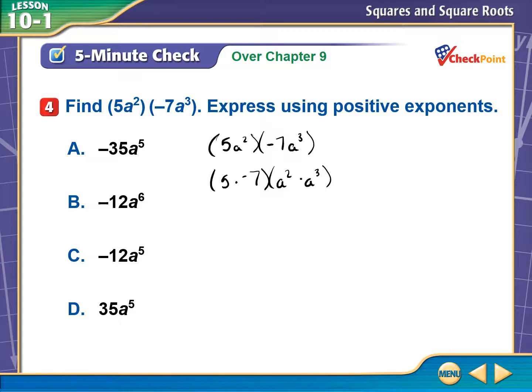So positive 5 times negative 7 would be negative 35, and a squared times a to the third, because they both have the base of a, I can add 2 plus 3 for the exponent to get a final answer of negative 35a to the 5th power. So the correct answer here is A. So by multiplying 5a squared and negative 7a to the third, I get negative 35a to the 5th.